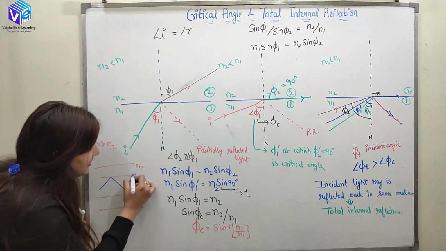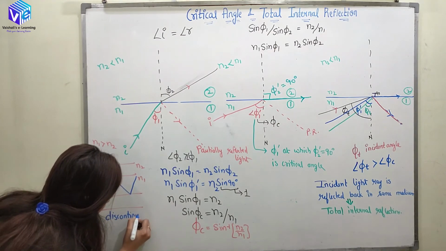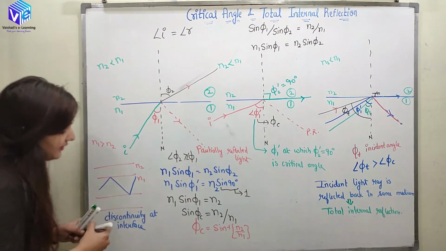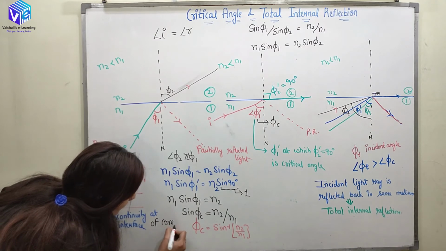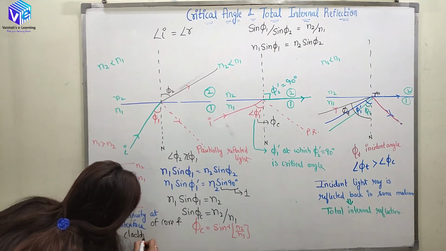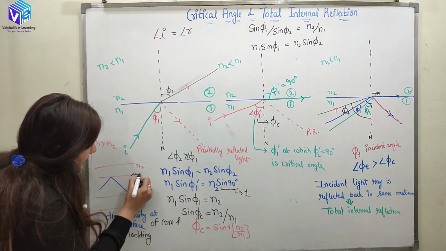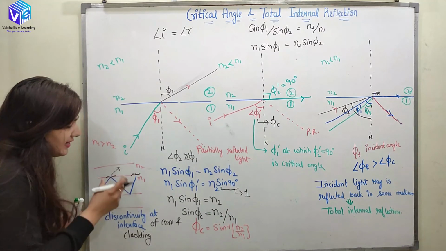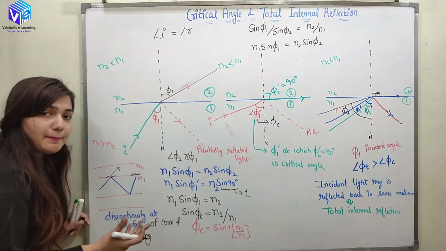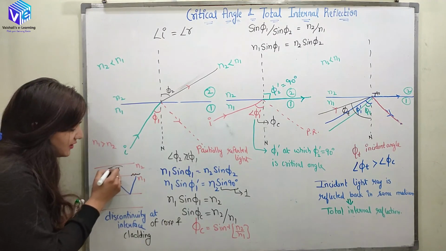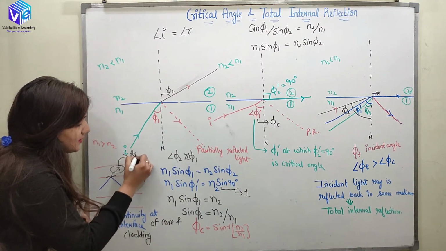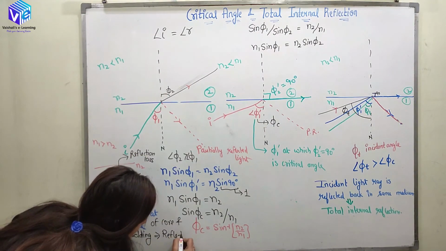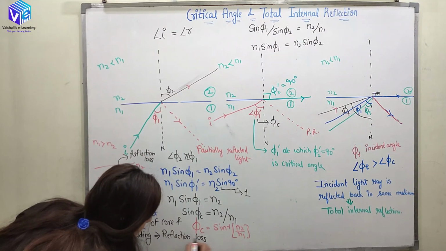Now if I have a discontinuity at the interface of core and cladding, let's suppose here I had a discontinuity, here I had a discontinuity. What will happen? Some of the light is going to penetrate into the cladding as well. This light is going to give me reflection losses, so now I will be having reflection losses and lesser efficiency.